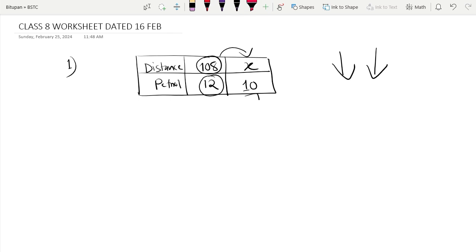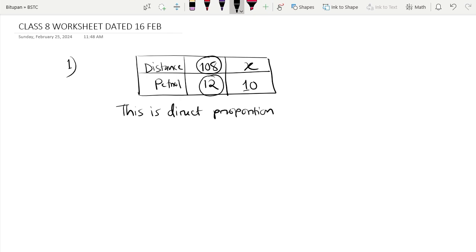So if one is decreasing, other is also decreasing. In the same direction, if both the parameters move, that means it is direct proportion. So we'll do it the direct way. So we'll write this is direct proportion. In direct proportion, we usually divide the values, right? Direct means divide, inverse means multiply. So 108 by 12 equals x by 10.